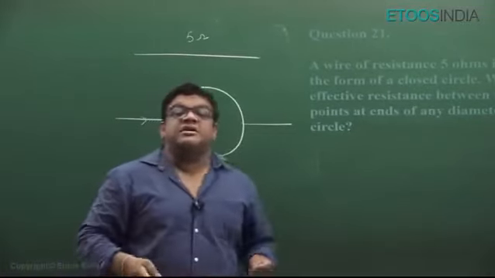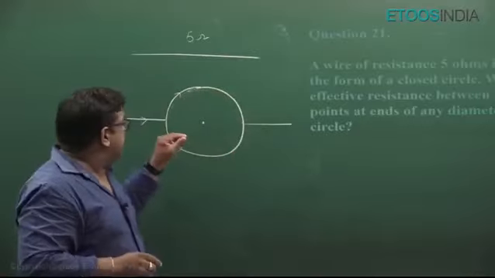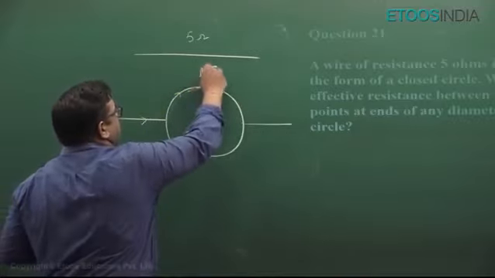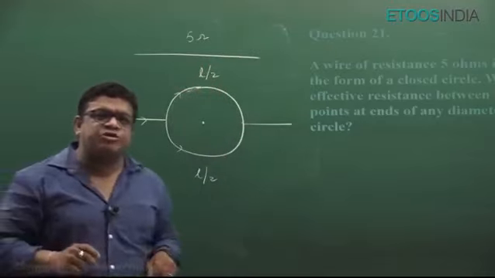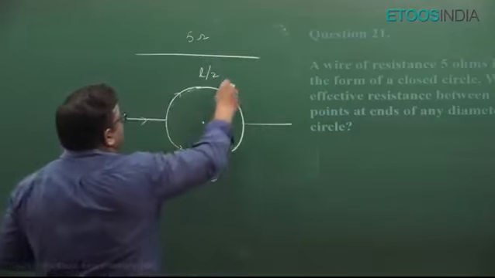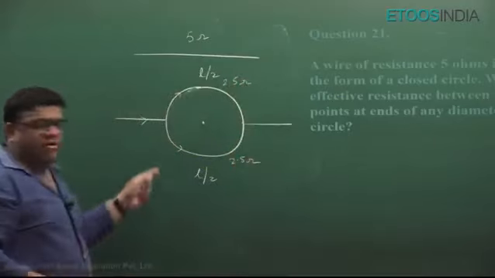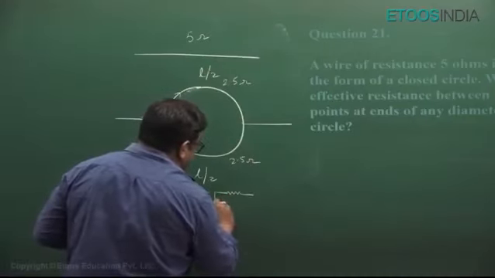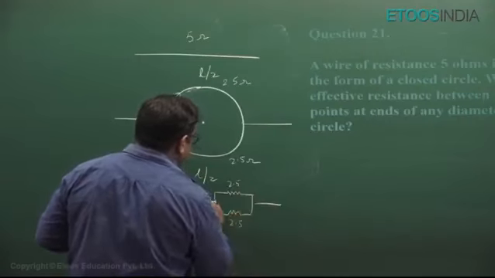We all know that resistance is directly proportional to length. Now, along a diameter, if this was total L, the upper portion will be L by 2 and the lower portion also will be L by 2. And as resistance is directly proportional to length, if length is half, then resistance will also be half. So the upper portion will have 2.5 ohm and this portion will have 2.5 ohm. That means if I want to draw an equivalent diagram showing the resistors, it will be like this. It is 2.5, it is 2.5.